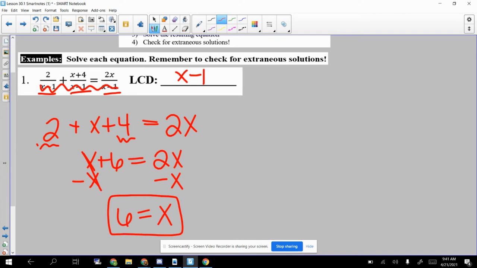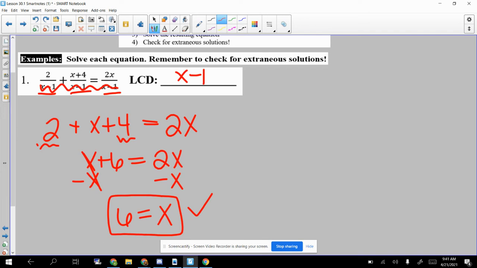Again, check for extraneous solutions. So I would plug that back in. So it'd be 2 over 6 minus 1, so 2 over 5. 6 plus 4 is 10 over 6 minus 1, so 10 over 5. And then 2 times 6, which is 12 over 6 minus 1. So yes, that would be 12 over 5 equals 12 over 5. So that is good to go.